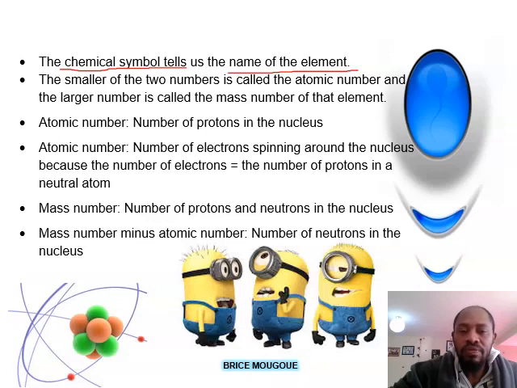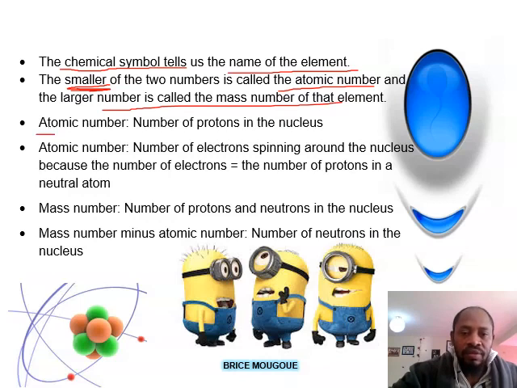And it has 2 numbers on the left side of that symbol. We'll look at that on the next slide. The smaller of the 2 numbers, it means not smaller the way it's written, but smaller in terms of quantity. For example, 1 is smaller than 3, or 10 is smaller than 11. So the smaller of the 2 numbers is called the atomic number, and the larger of the 2 numbers is called the mass number of that element.